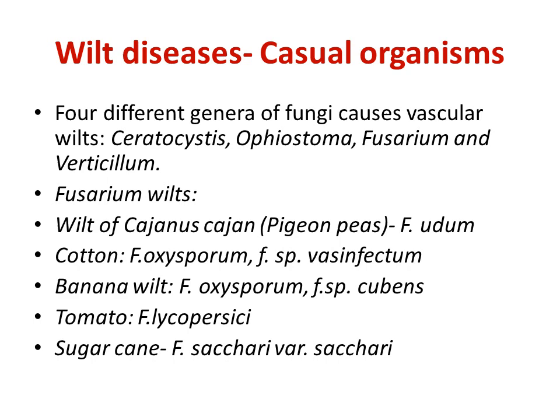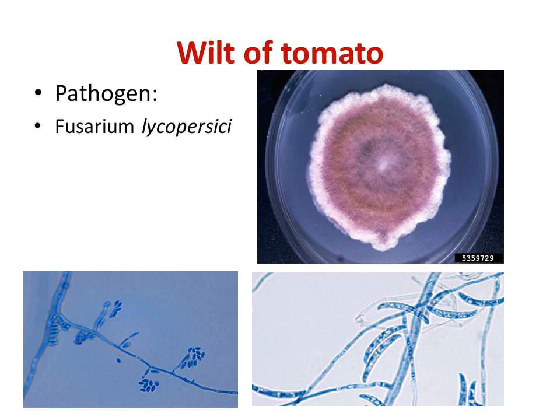Now let us study about wilt disease in tomato. The pathogen, or the infecting organism, or the causal organism, is Fusarium lycopersici. As you all know, this Fusarium belongs to the subdivision Deuteromycotina, class Hyphomycetes, order Moniliales, family Dematiaceae, and Fusarium is the genus and lycopersici is the species.